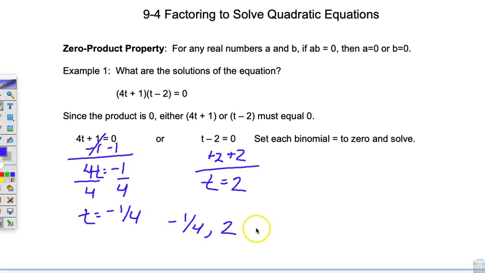So when you do your online homework, you're going to be prompted with some instructions that tell you to make sure that you are separating your two answers with a comma. So make sure you do that.